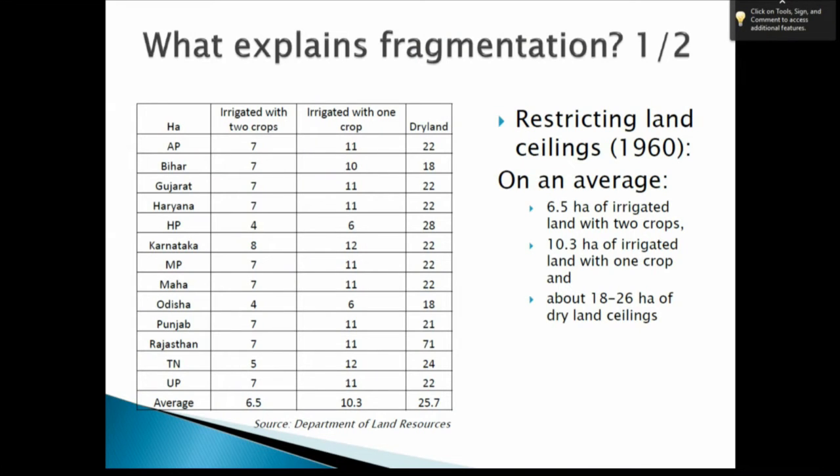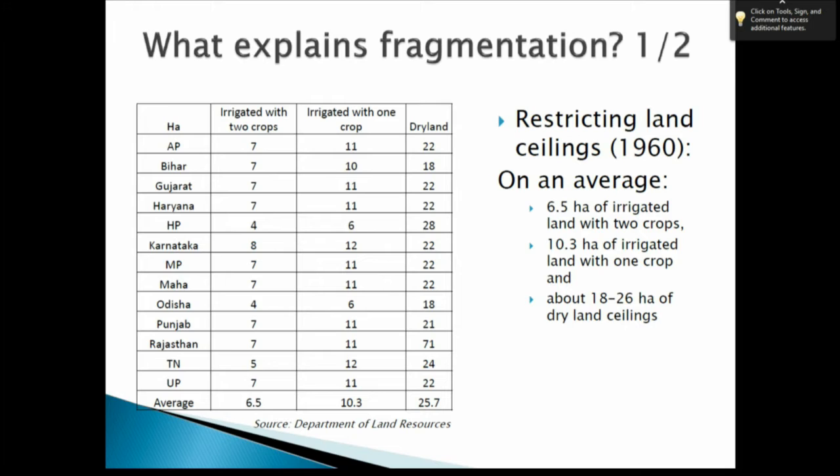Now the question arises, why has this fragmentation really happened over the years? We've really seen the land holding size reduce. And the biggest reason is the land laws. And amongst the land laws, two big things that come out are the land ceilings and the tenancy.